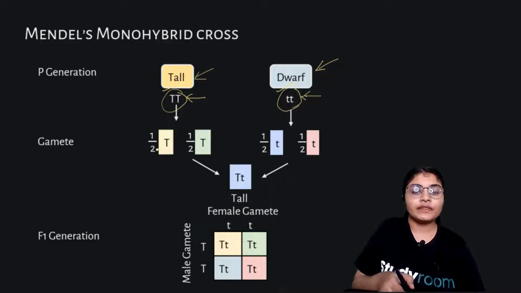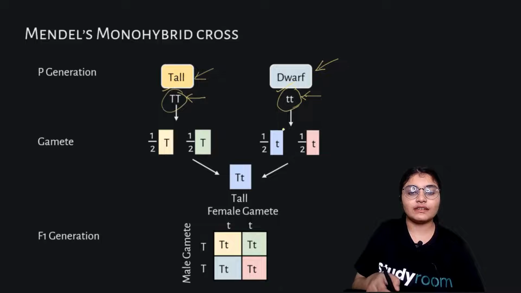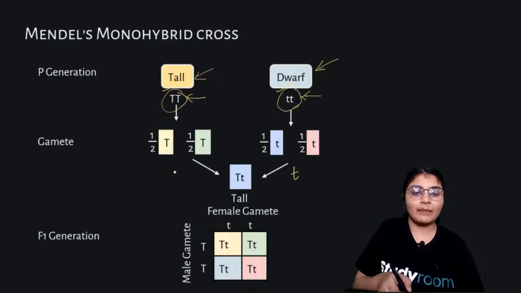dwarf. Okay, so here we are producing the gametes. So we have two gametes, one is capital T and the other is capital T, and then we have these gametes here, that are small t and small t. So here half the number of things are coming, right? Half the gametes. So one is capital T and small t, and here also one is coming, capital T and small t.